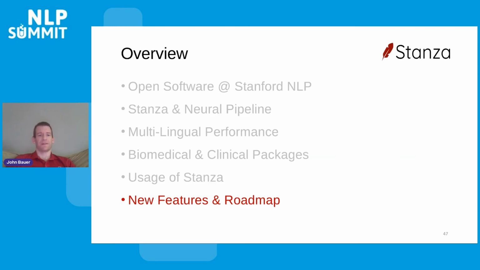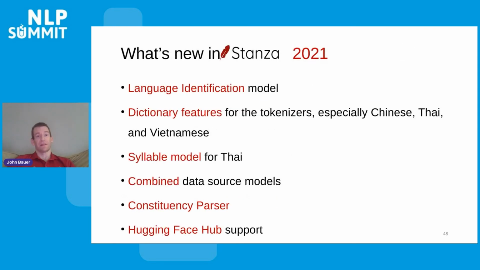In the past several months, we've added several new features. There's a language identification model. There are dictionary features for the tokenizers to improve those. There's a syllable model specifically for Thai. There are combined data source models, a constituency parser, and significantly more Hugging Face support for downloading the models.